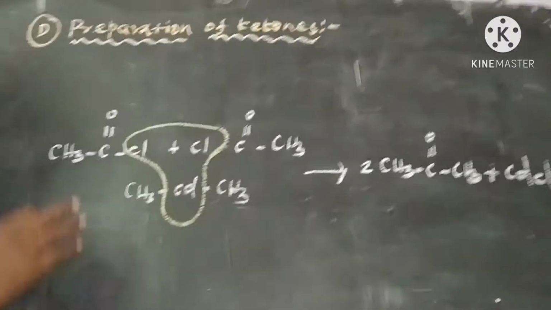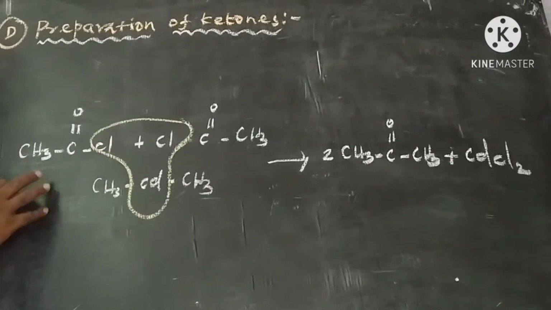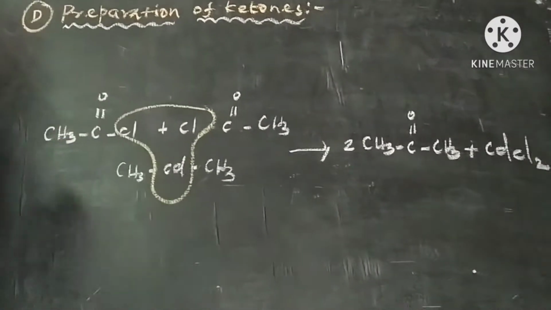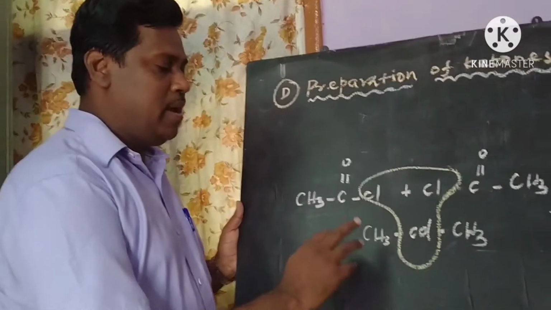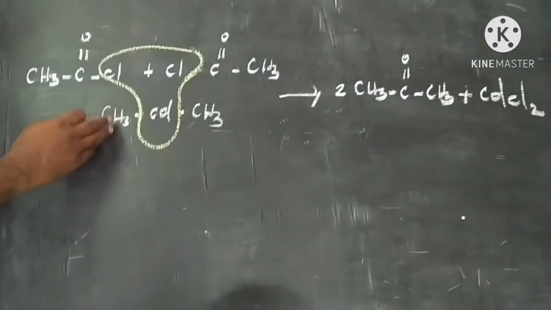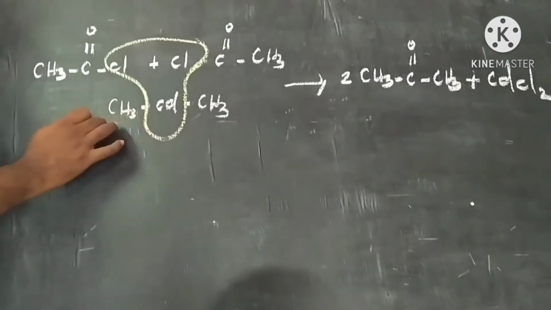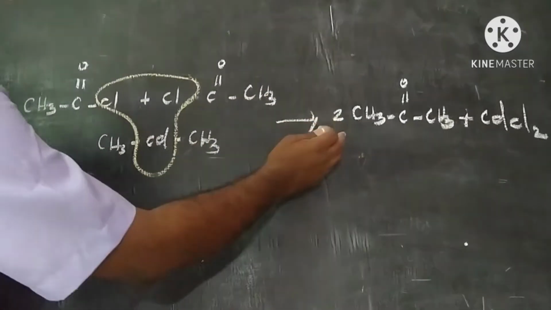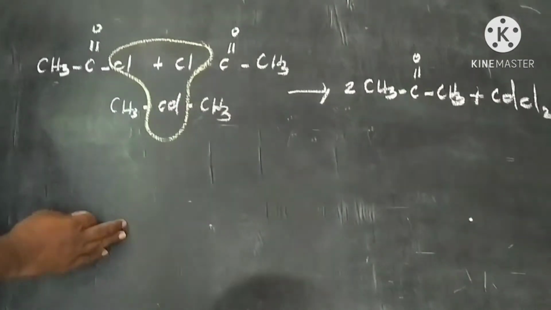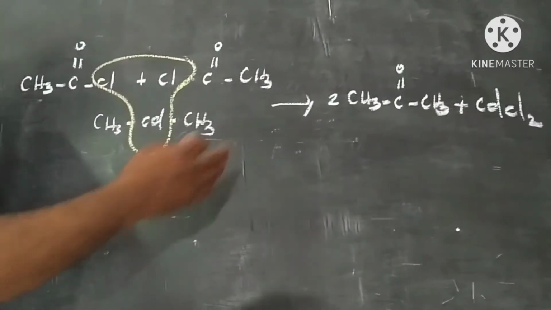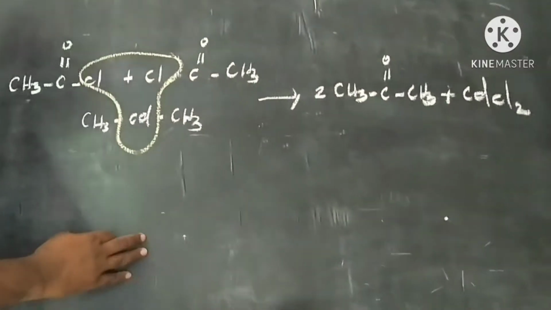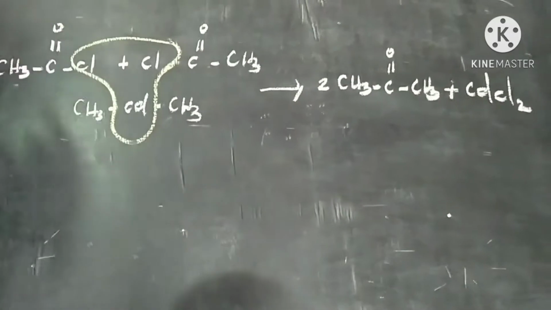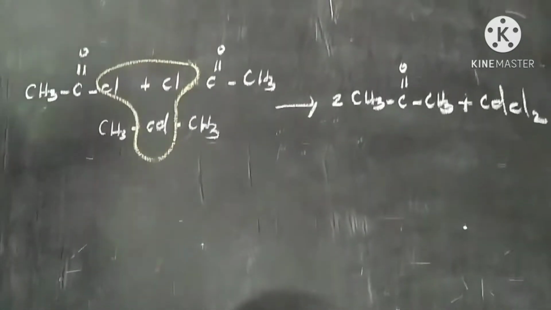Ketones can be prepared, the first method, by the action of acid chloride with dialkyl cadmium. Here dialkyl means dimethyl cadmium, which reacts with 2 moles of acetyl chloride to give acetone. Acetone is the special name. The common name is dimethyl ketone. The IUPAC name is propanone. This is the nomenclature.